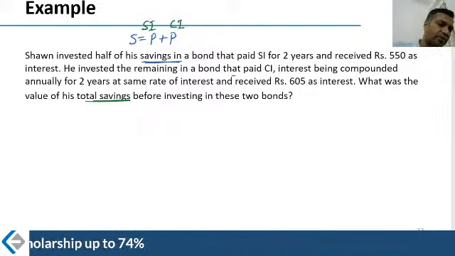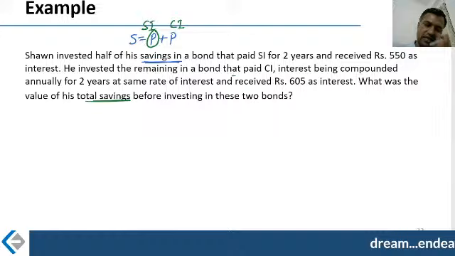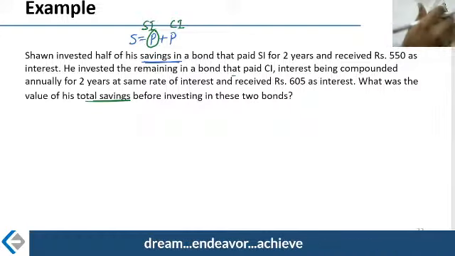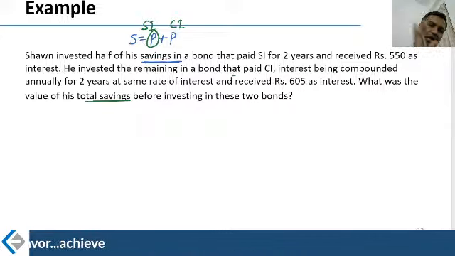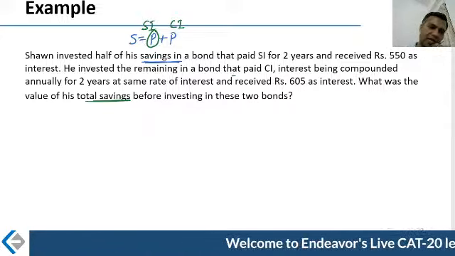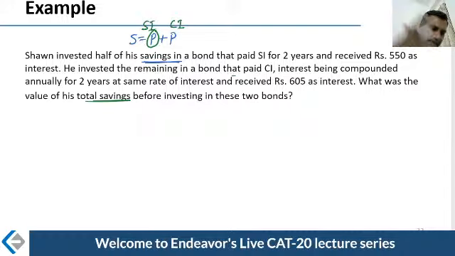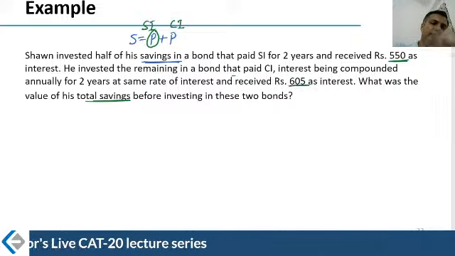Okay, let's take it. The principal he kept under SI is the same amount he has kept under CI. The rate of interest is also the same. Only the schemes are different. Principal remains same, the rate of interest also remains same, thereby he got two different earnings. In the SI scheme for 2 years, he earned 550. In the CI scheme for 2 years, he earned 605.